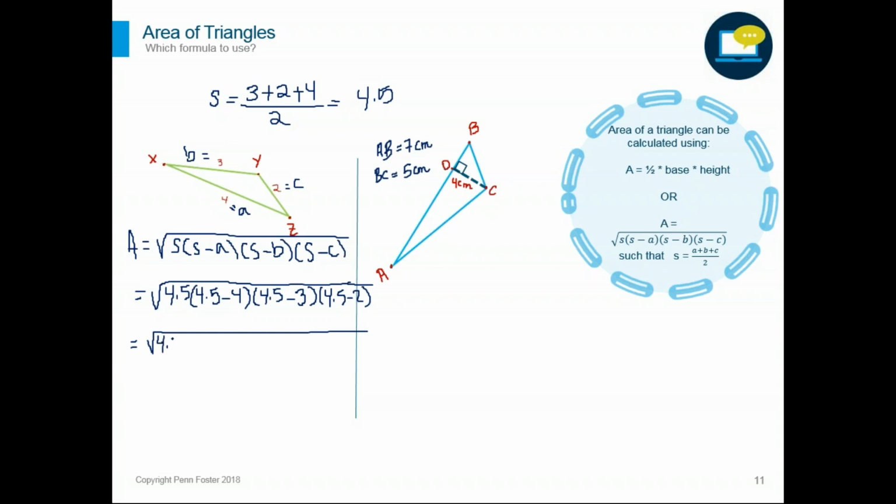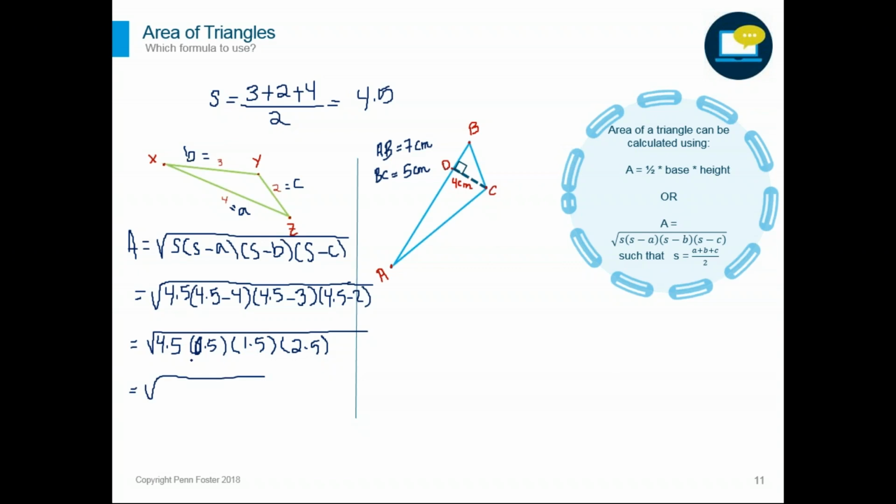So 4.5, the first one stays as is. Do the subtraction. 4.5 minus 4 is what? Is 0.5. And then 4.5 minus 3 will give you 1.5. And then 4.5 minus 2 will give you 2.5. Note that we're still multiplying. So those parentheses with no operation signs means that we have to multiply these 4 values together.